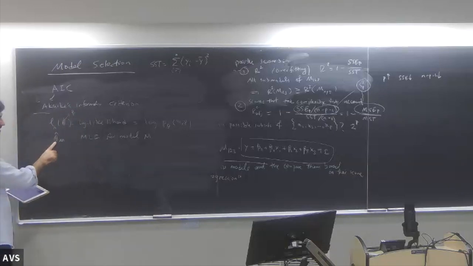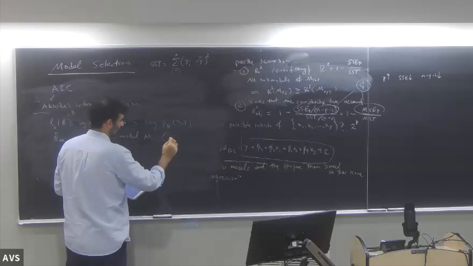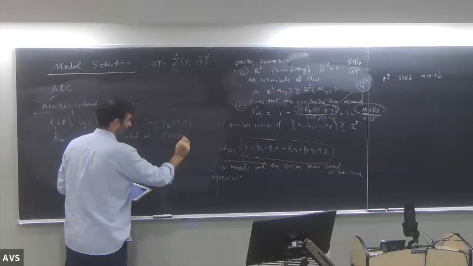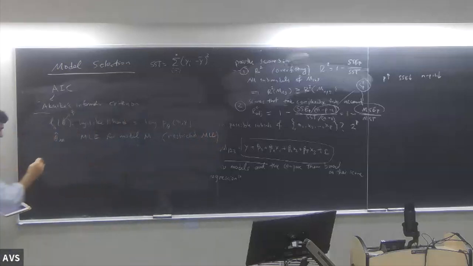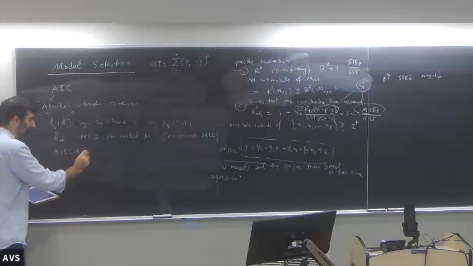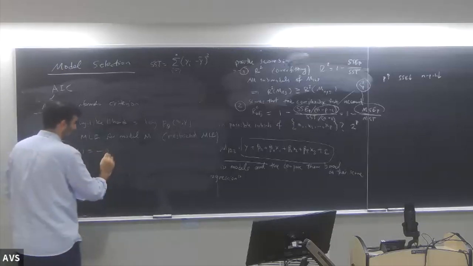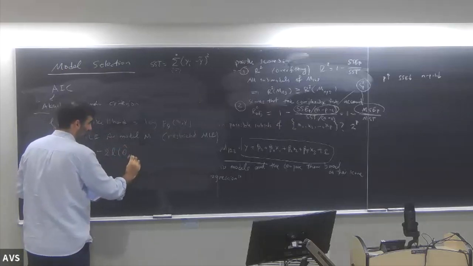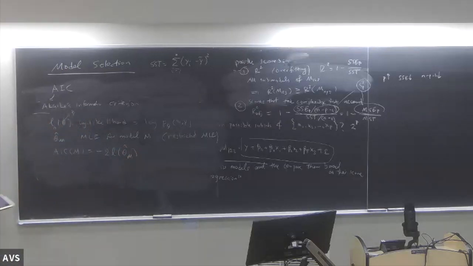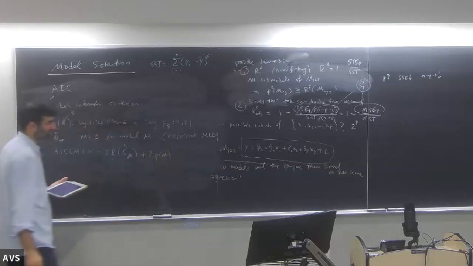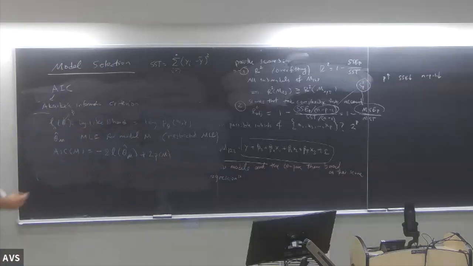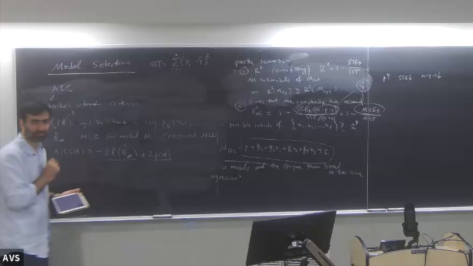So if you have an MLE for model M, a restricted MLE, then AIC is defined like this: negative two times the log likelihood at this restricted MLE, plus 2 times p of M, the number of parameters. This is a measure of how well the model fits, and this is a measure of the complexity, the number of parameters of the model.